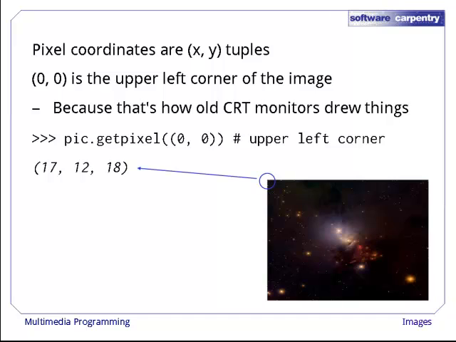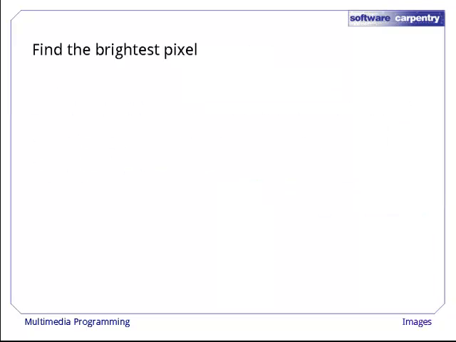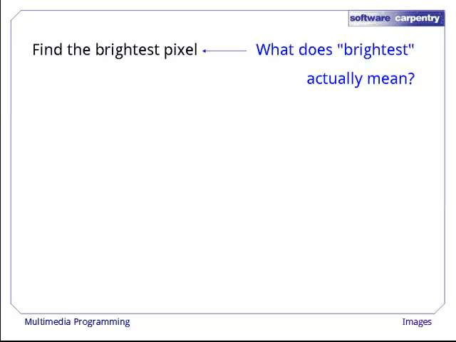Y coordinates separately. For our first exercise, let's find the brightest pixel in the image, which we might need to do if we're normalizing the image's color values. The first thing we have to do is figure out what we mean by brightest. Is a pixel with a lot of red but no green or blue brighter than a pixel with some green and blue but no red? To keep things simple, we'll just add up each pixel's color values to approximate its overall luminance.